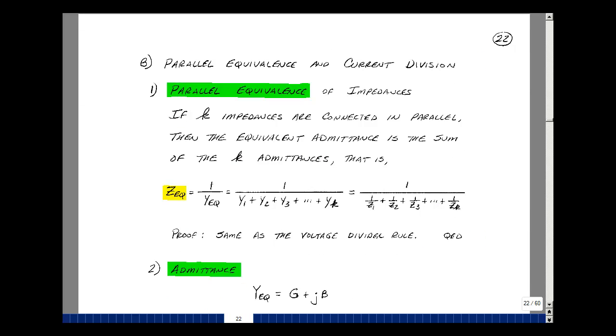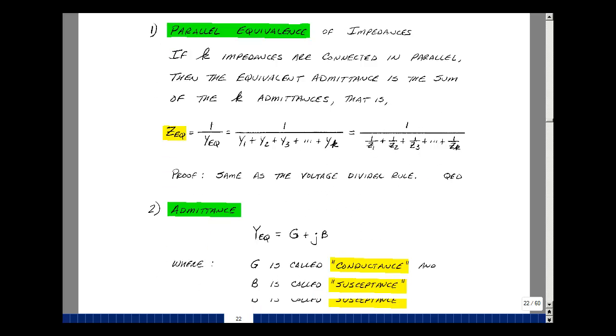Let me state the property of parallel equivalence of impedances. If K impedances are connected in parallel, that means they share the same voltage, then the equivalent admittance is the sum of the K admittances. In other words, Z equivalent would be 1 over Y equivalent, and Y equivalent will be the sum of the admittances. Of course, those are the reciprocal of the impedances. The proof is the same as the argument we just gave in the voltage divider rule.